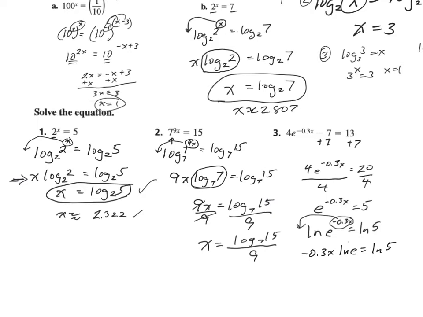Well, guess what ln e equals? It equals 1. So we can write this as negative 0.3x equals ln 5. Now we just divide both sides by negative 0.3. So you get negative 0.3 down to the bottom. And that's it. That's your answer. It looks weird. You can put it in your calculator and get a number.